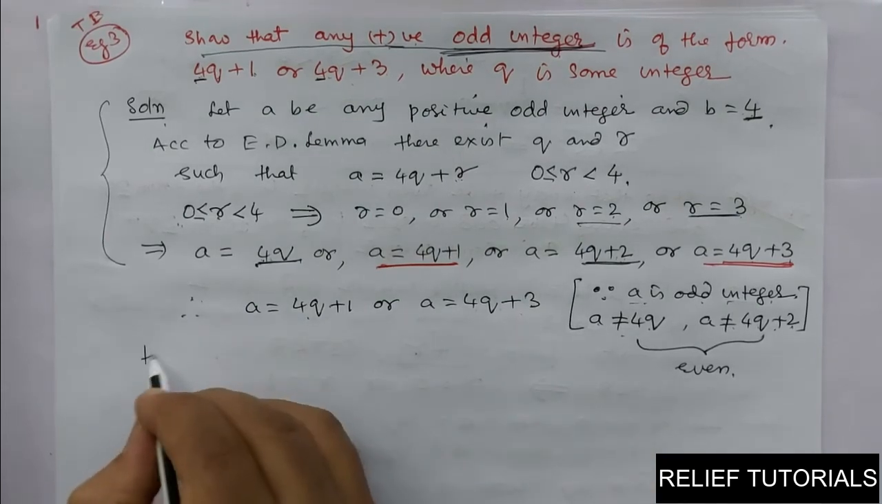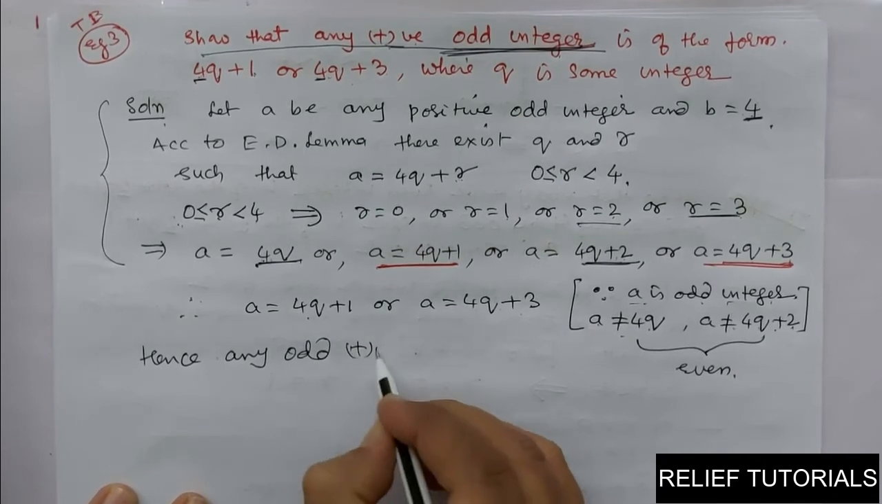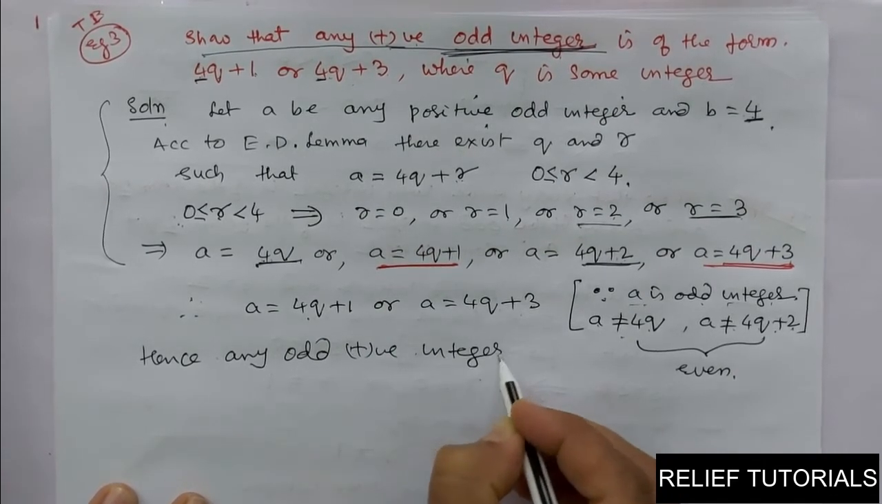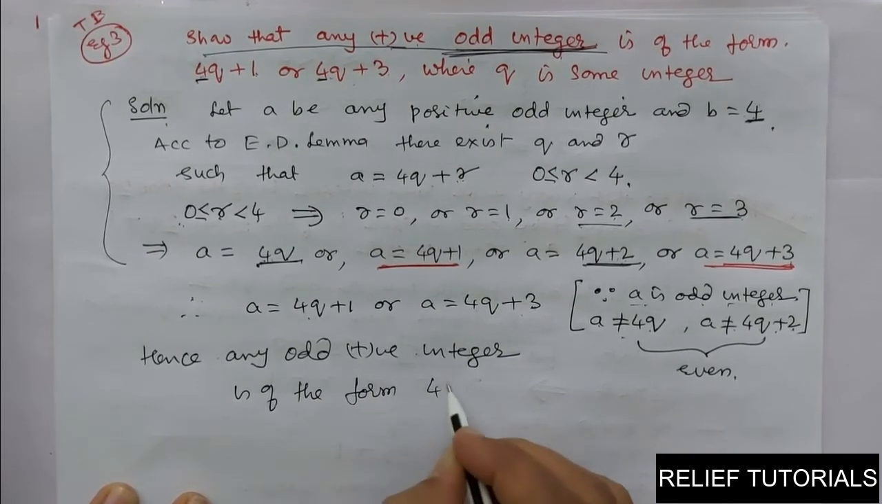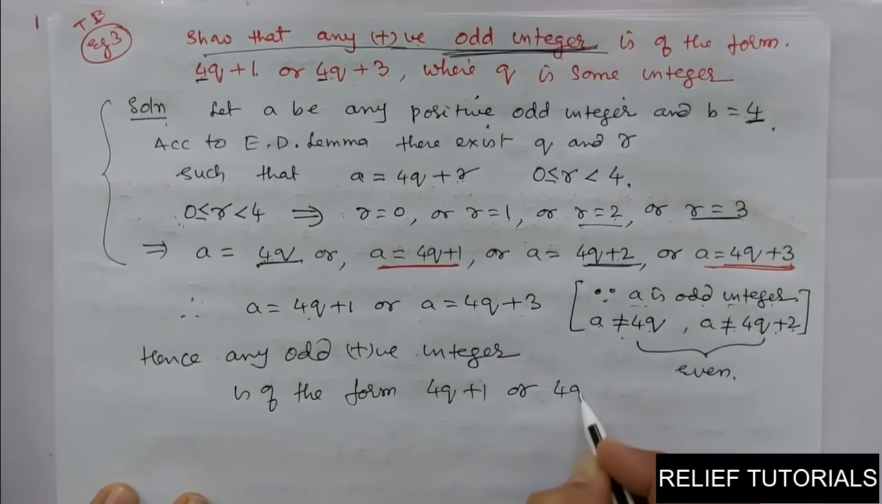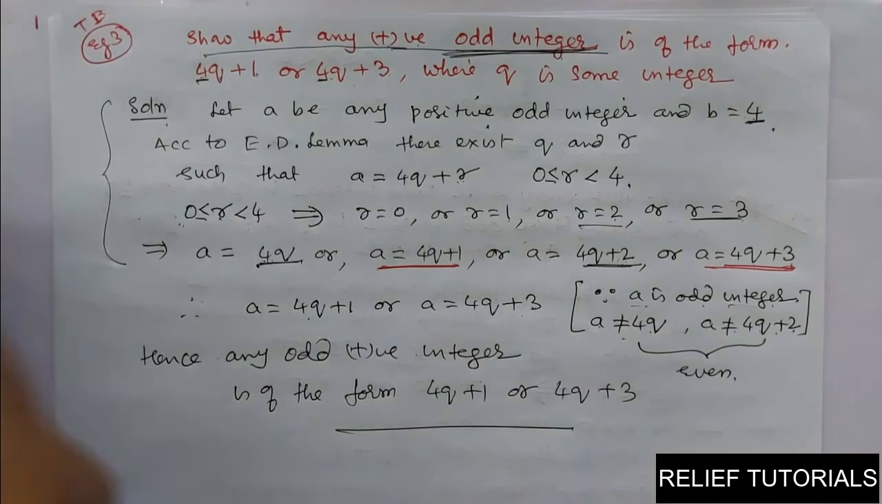So hence we can say, any odd positive integer is of the form 4q plus 1 or 4q plus 3. Have you got it, friends? Clear or not? See, one more problem if you want to do, we can do here, same based on this. See what is given.